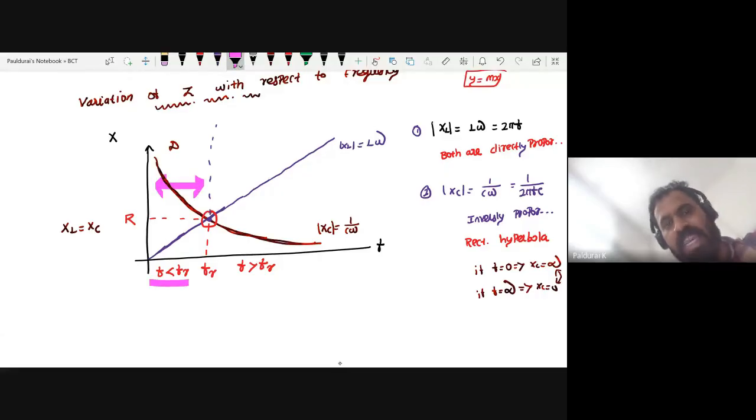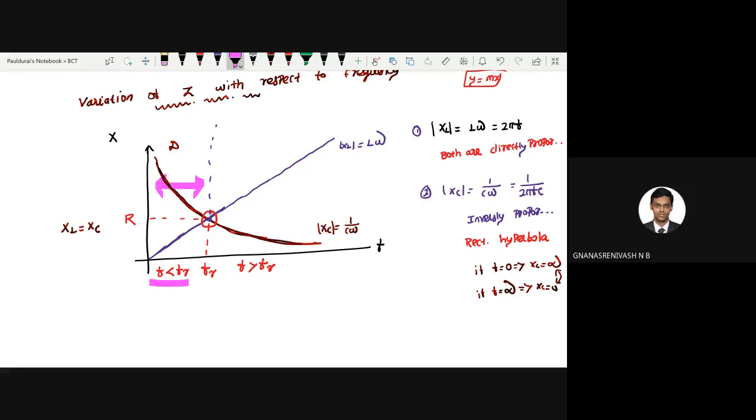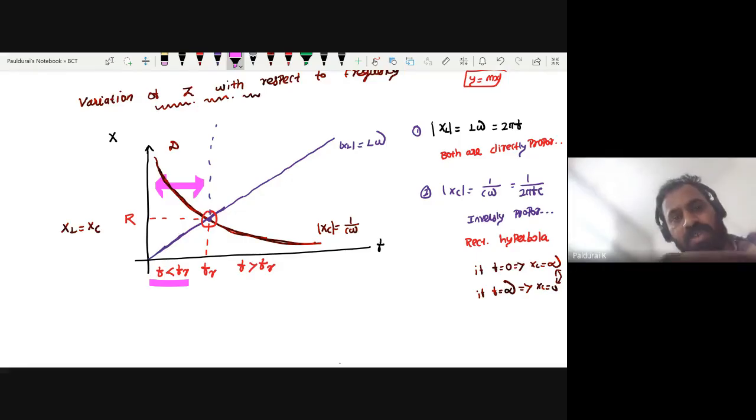Okay, here F is less than FR. Does XL dominate or XC dominate? XC, very good. So in this range, XC is very, very greater than XL. When frequency is less than resonant frequency, the circuit will act as capacitive. At resonant frequency, the circuit will act as resistive.